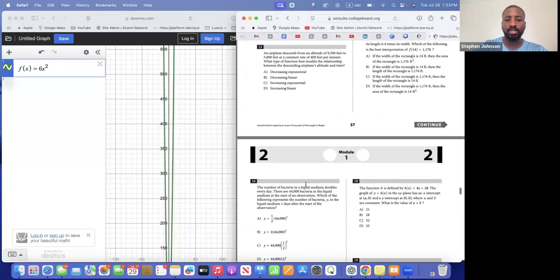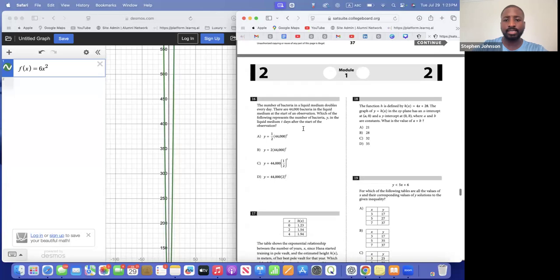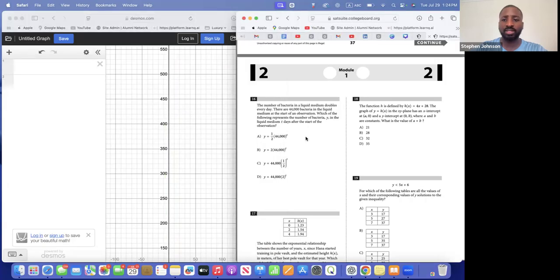So there's number 16. You can see that the answer choices are things that we could put into Desmos, right? We have these y equals 44,000 and t, and I can just switch out t with x. So I will read this one. The number of bacteria in a liquid medium doubles every day. There are 44,000 bacteria in the liquid medium at the start of an observation. Which of the following represents the number of bacteria y in the liquid medium t days after the start of the observation?